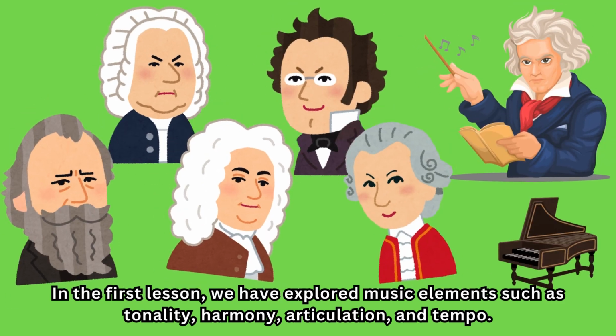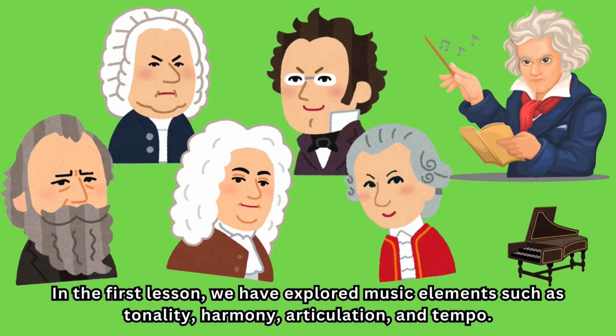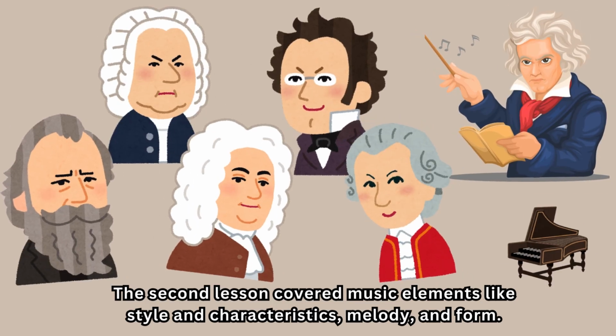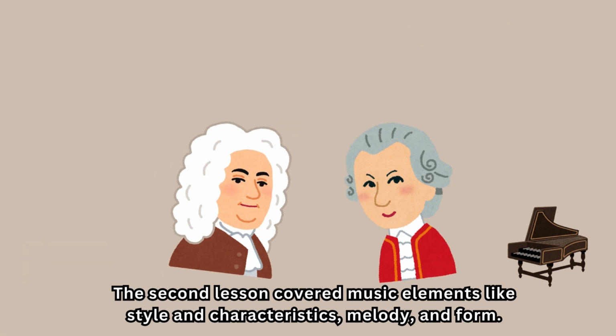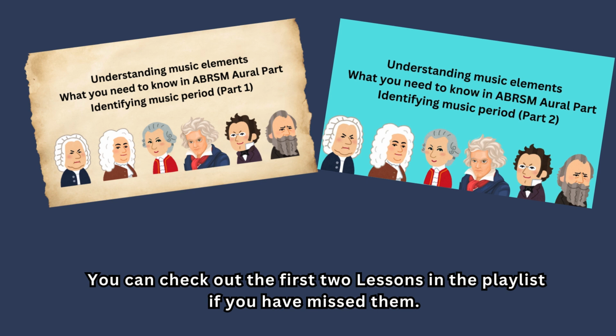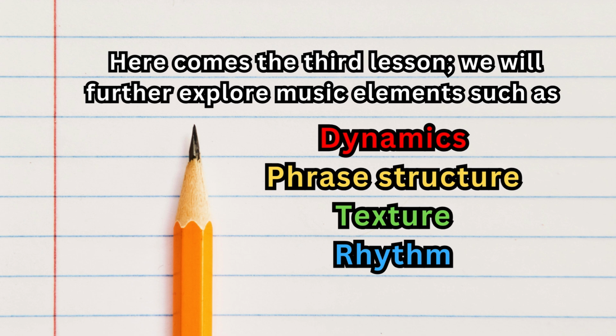In the first lesson, we have explored music elements such as tonality, harmony, articulation, and tempo. The second lesson covered music elements like style and characteristics, melody, and form. You can check out the first two lessons in the playlist if you missed them. Here comes the third lesson.